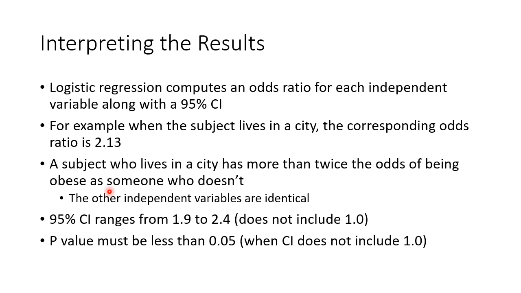We're controlling for education, we're controlling for smoking, we're just looking at the effect that where they live has on whether they're obese or not, right? So that's very helpful there. Again, this is a significant finding because it does not include 1. And again, the p-value has to be less than 0.05. We already know because it does not include 1, we can just safely assume that the p-value is less than 0.05. Okay, and again, a lot of times you don't even need to look at the p-value to know whether something is significant or not. This is another example of that.